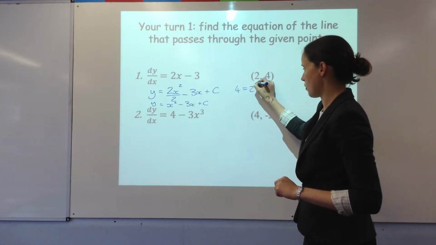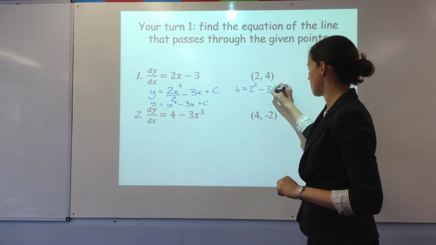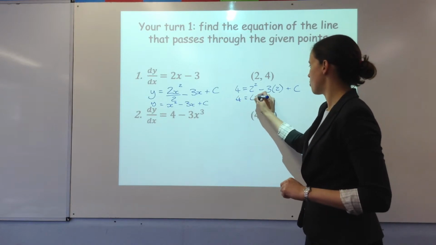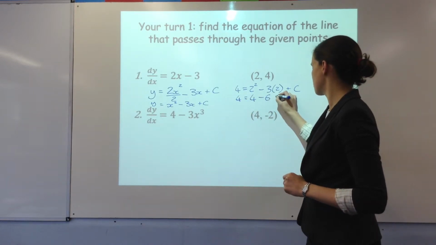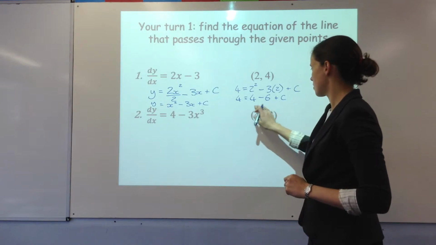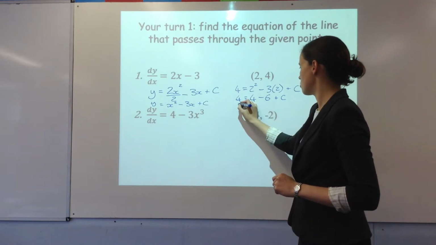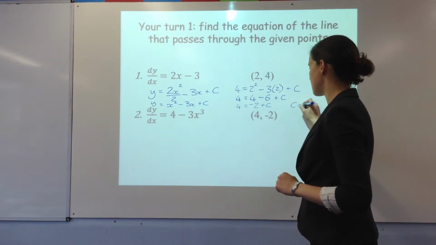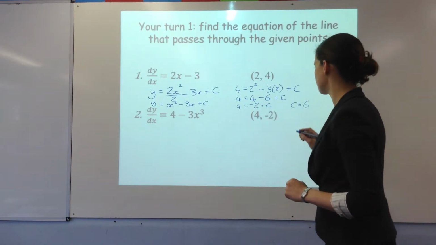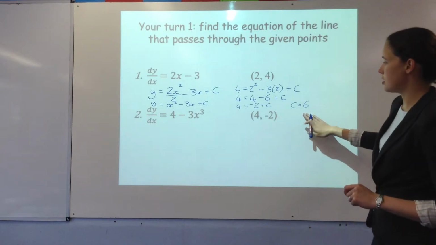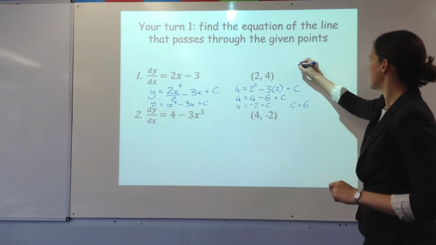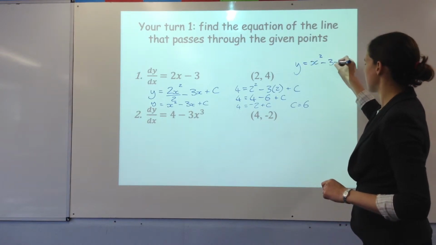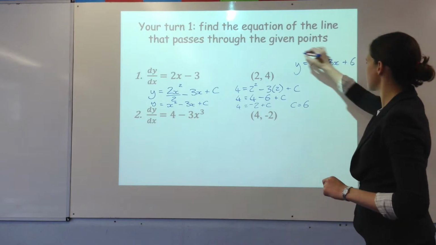4 is equal to 2 squared minus 3 times 2 plus c. 4 is equal to 4 minus 6 plus c. 4 minus 6 is minus 2, so we've got 4 is equal to negative 2 plus c. So you can see that c is equal to 6. So finally we're going to write it out in this form here. We'll have that y is equal to x squared minus 3x plus 6.